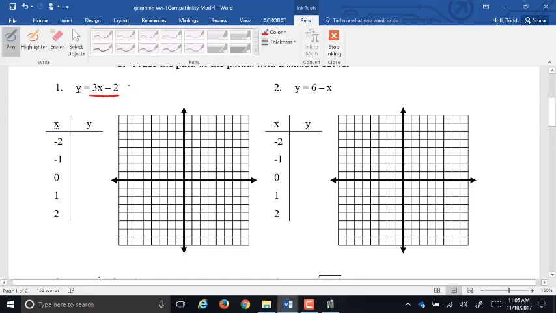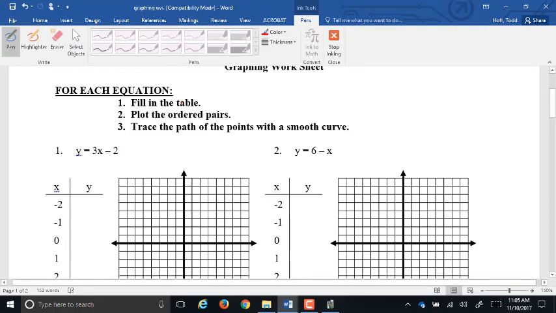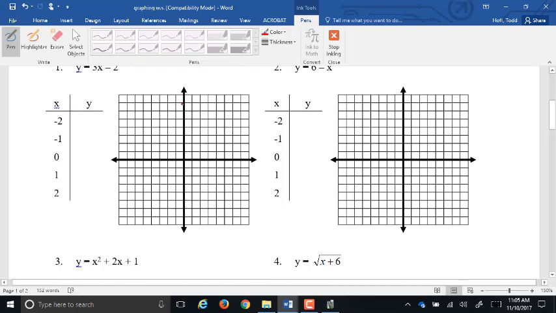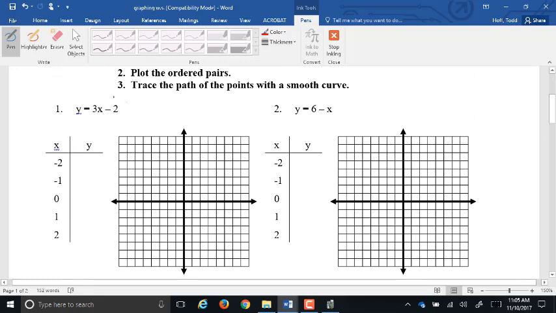y equals 3x minus 2. This computer's been acting goofy all day. So if x was -2, y is 3 times -2 minus 2, which is going to end up being -8. You got it. So -2, -8 is that point on the graph.